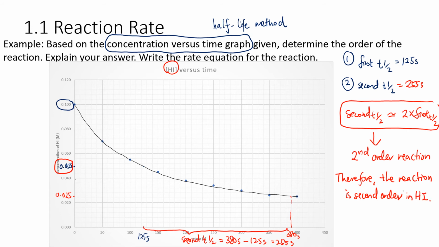So this is how we use the half-life method. Remember, for the half-life method, we need to determine the first and second half-life, and then look at the features of the half-life in order to determine the order of the reaction with respect to that particular species. And for the half-life method, it must be a concentration versus time graph.